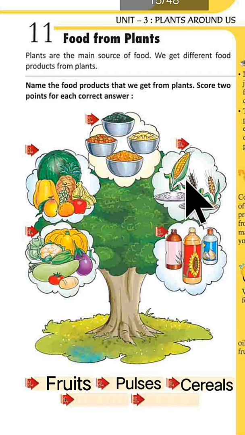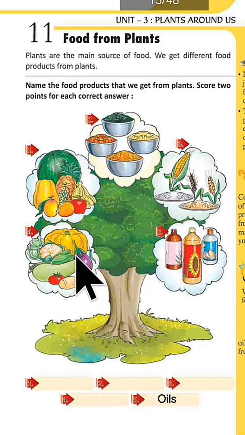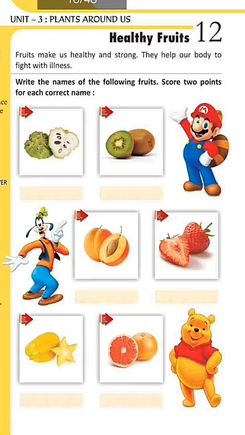The third picture is of maize, wheat, rice. These are called cereals. So we will write the spelling of cereals here. The next picture is of vegetable. So we will write the spelling of vegetable here. The next group is oil. All these bottles are oil bottles, and we will be writing in this column. So these are all the food items that we get from the plants.